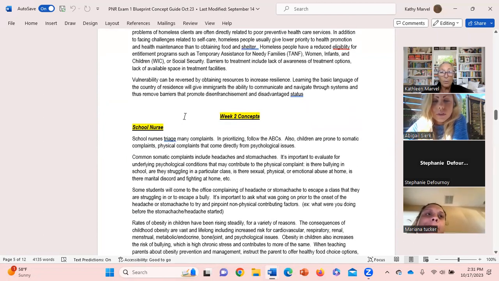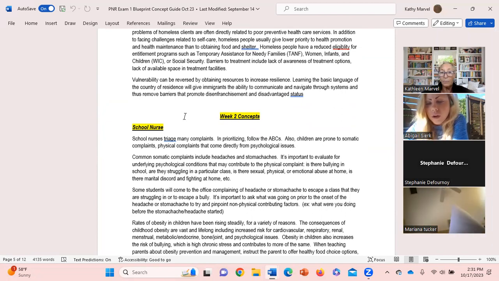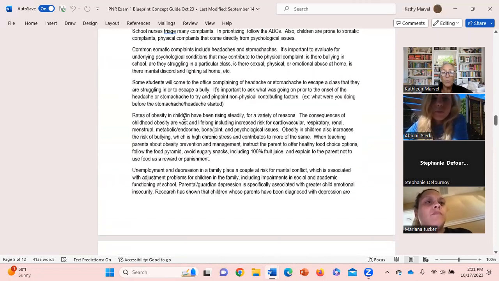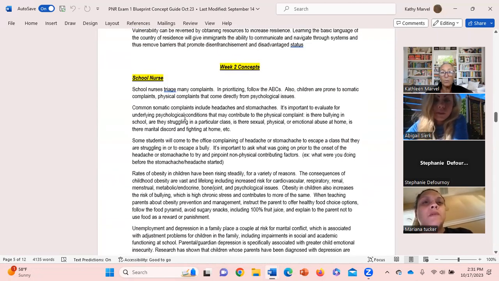Okay, vulnerability can be reversed by obtaining resources to increase resilience, right? Learning the basic language of the country you're in will give immigrants the ability to communicate, navigate through the systems, decrease the barriers. Okay. And then week 2, we covered the school nurse. Okay, so you have about 8 bullets about the school nurse.